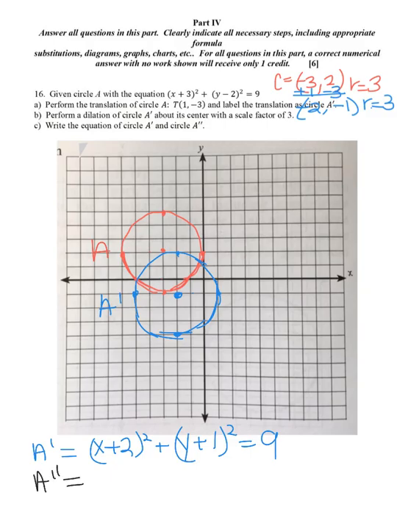Now we want to perform a dilation with a scale factor of 3. So it's going to keep the same center. So they're similar. This will be a similar circle. Yet it's going to have a magnified radius. So I'm going to go add another 3.